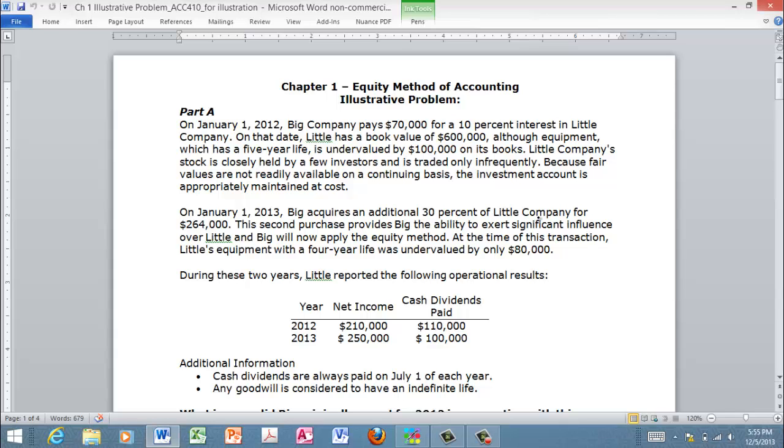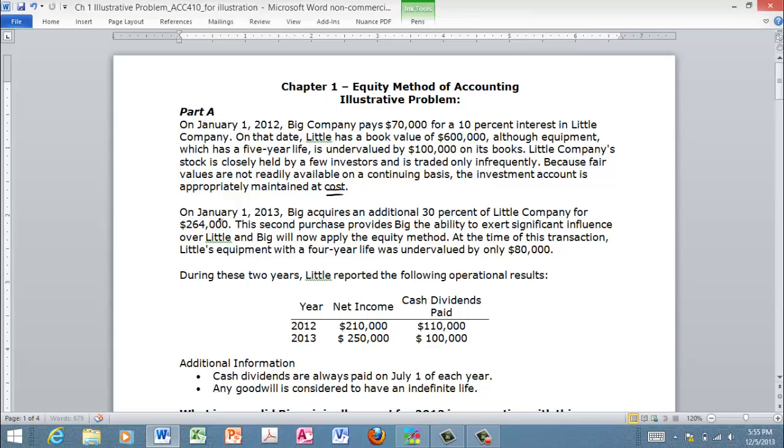Because fair values are not readily available on a continuing basis, the investment account is appropriately maintained at cost. And this is the investment account that Big has on its books of Little. So we just have to carry it at cost because it's not traded on NASDAQ, so we don't have that readily available information that we would use to mark to market this security.